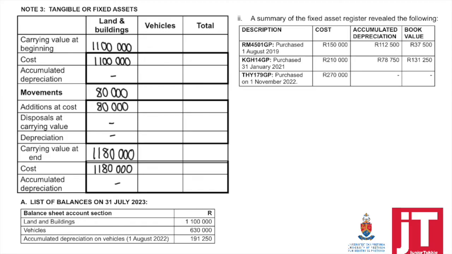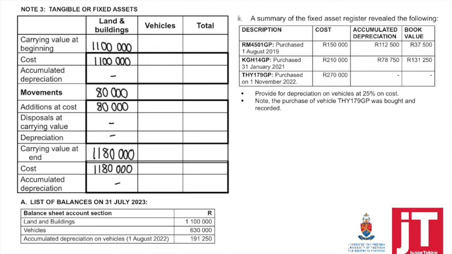Now, adjustment number 2. They provided you with a summary of the fixed asset register, and it revealed the following. Remember that a fixed asset register is an individual record of each one of our assets. So they told you this is all of our vehicles, our fixed asset register that we've got. When did we purchase it? What was the cost? What was the total accumulated depreciation? And what is the book value? Now, provide depreciation on vehicles at 25% on cost.